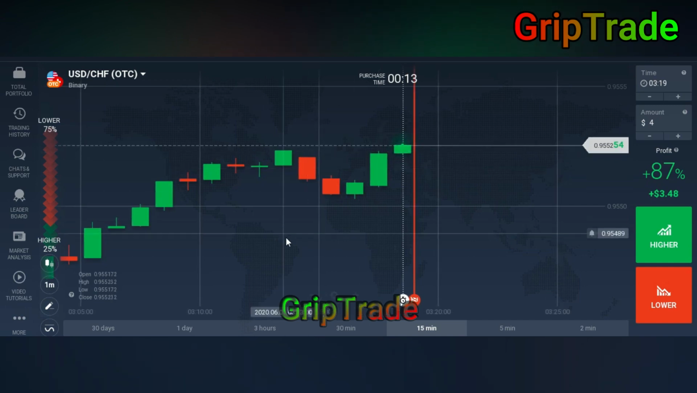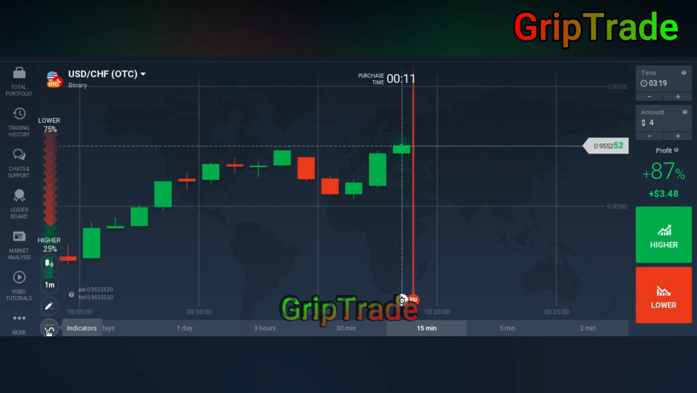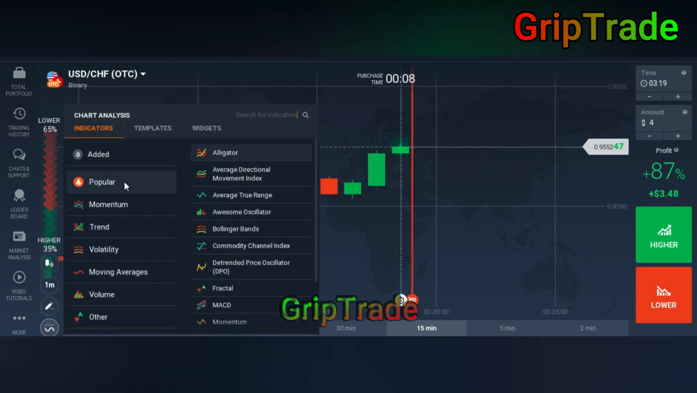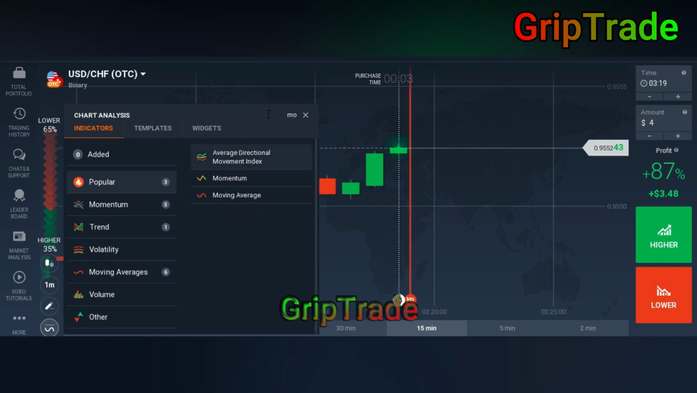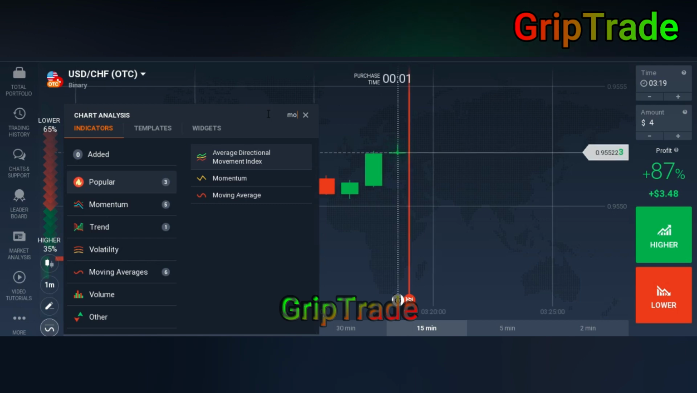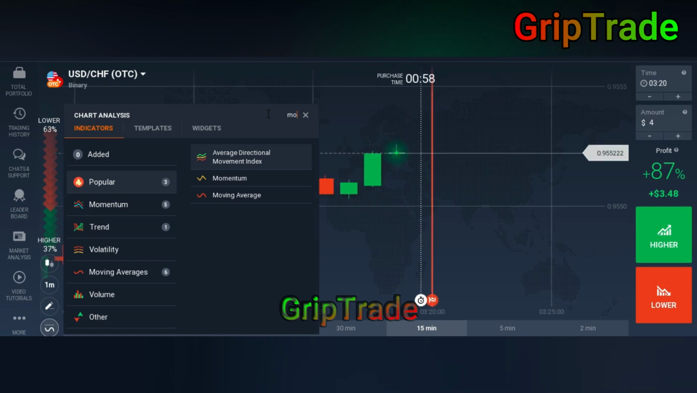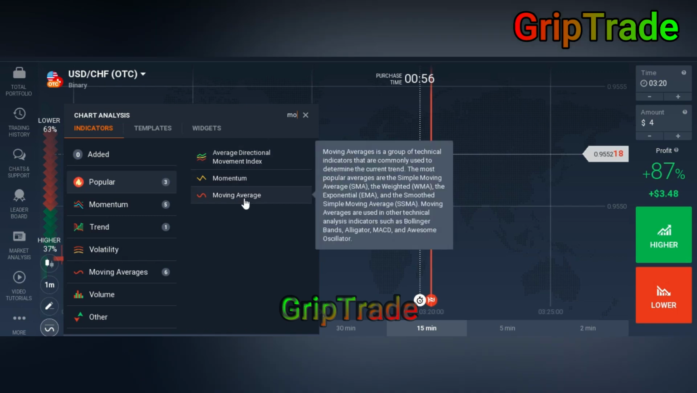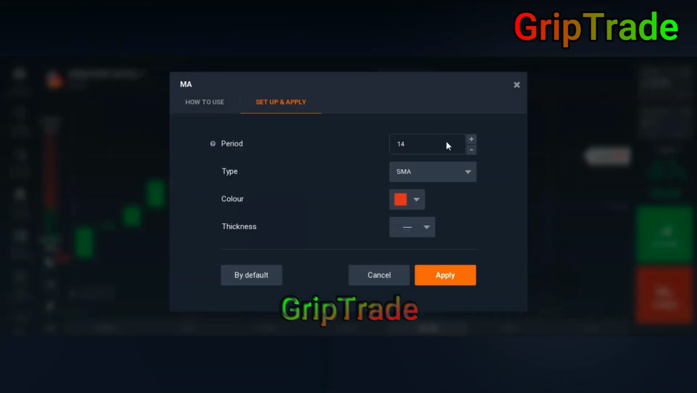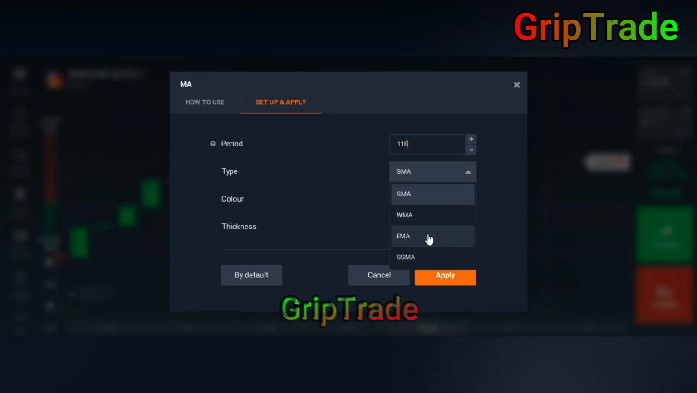Now for this strategy, you need to go into the indicators section and go into popular. In the popular, you need to search for moving average. If you don't see it in the list, even if you write MO, you get it in the list. So moving average is a really good indicator. You need to click it, and then set the period of the moving average at 118. The type of the moving average should be set as EMA.